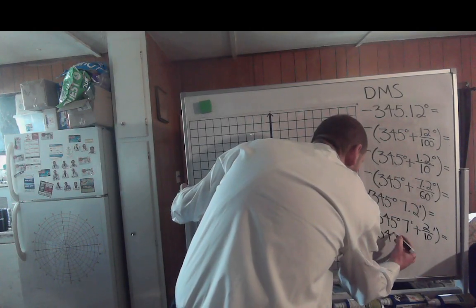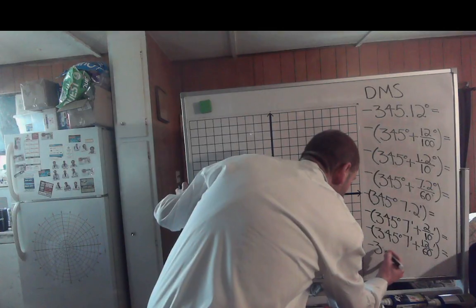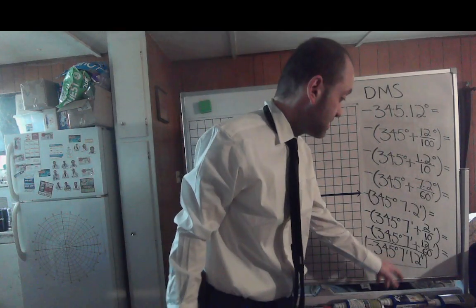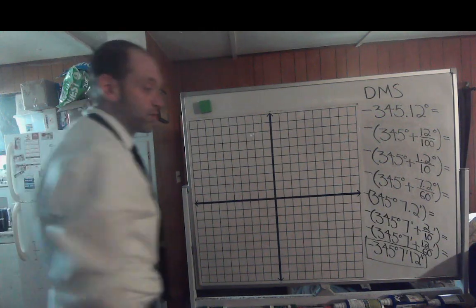So this would be negative of 345 degrees, 7 minutes, plus 12 out of 60 minutes. Well, a second is a 60th of a minute. So this tells you your final answer is going to be negative 345 degrees, 7 minutes, and 12 seconds. That's exactly what you would get for your full-on measure.